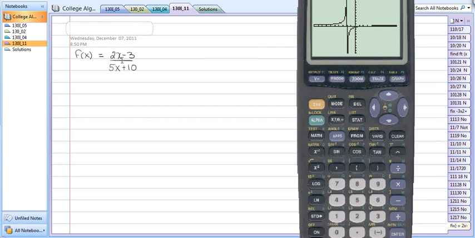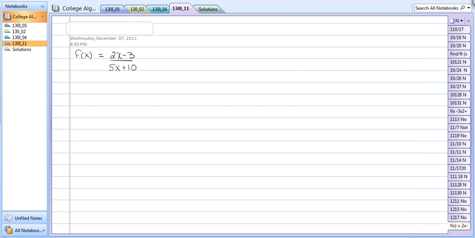Since the degree of the numerator is equal to the degree of the denominator, this one has a horizontal asymptote at, and then we look at the coefficients. So the coefficients here are y equals, and then the coefficient of the numerator is 2, coefficient of the denominator is 5, so y = 2/5 would be the horizontal asymptote.